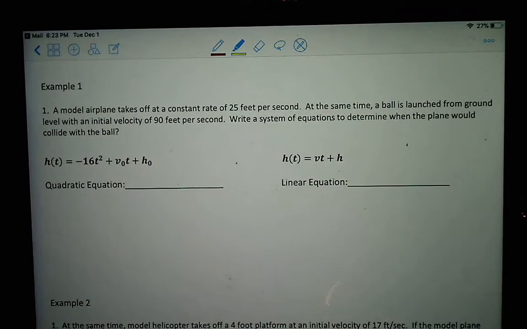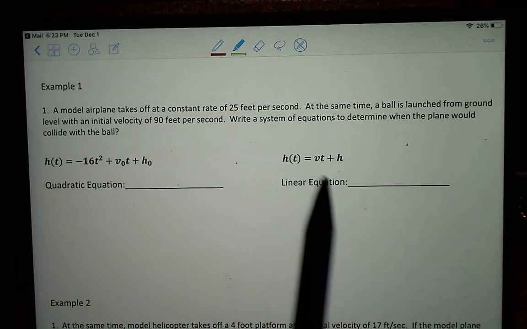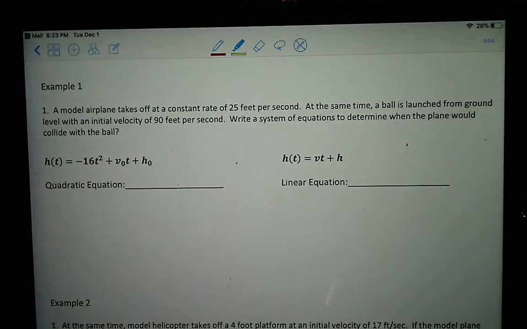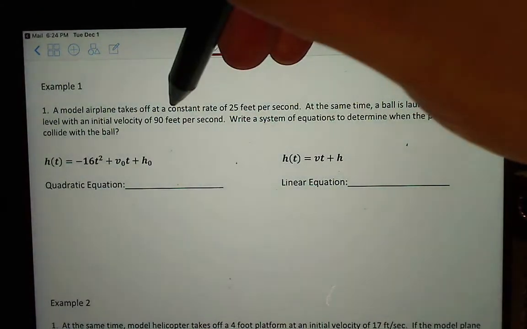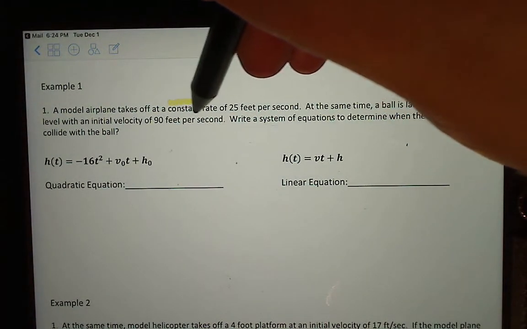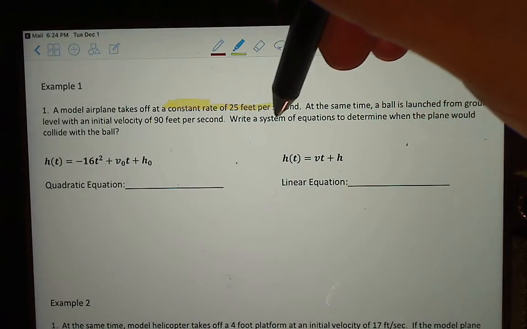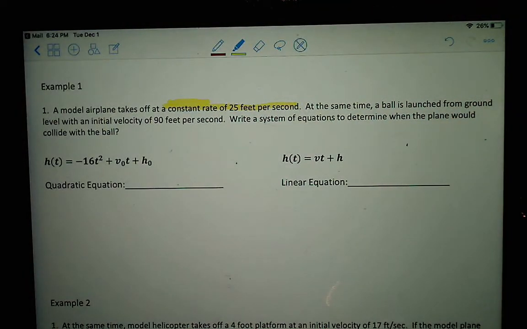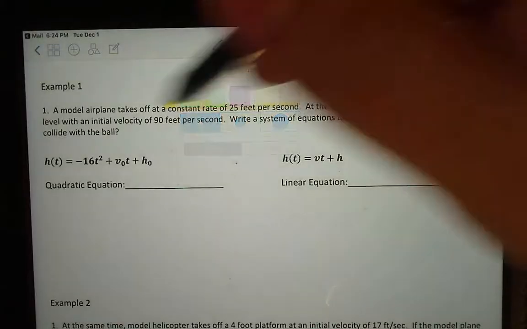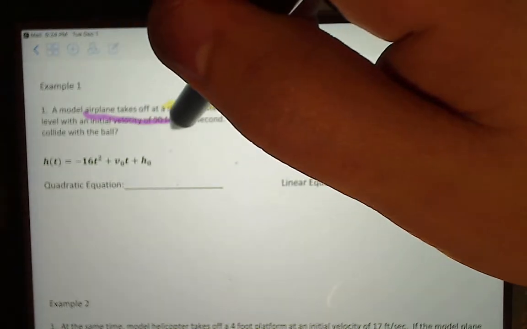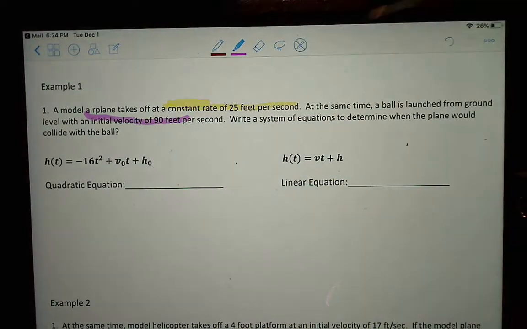All right. So when we write the equation for the quadratic and the linear, I went ahead and put these up here so you can see which equation I'm going to use for which one. When I go through here, I look for keywords. Right here, it talks about an airplane that has a constant rate of 25 feet per second. At the same time, you have a ball that's launched from the ground with an initial velocity of 90 feet per second. So you want to write the two equations for the system.